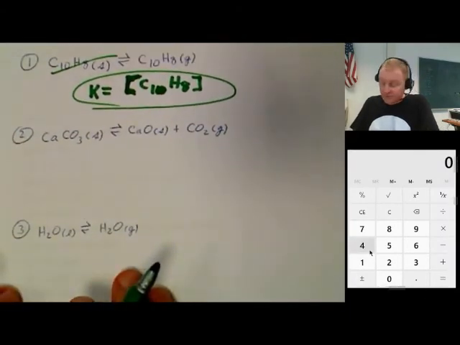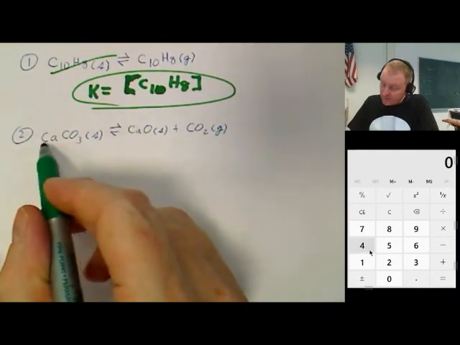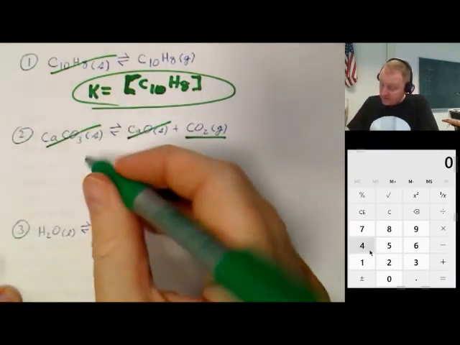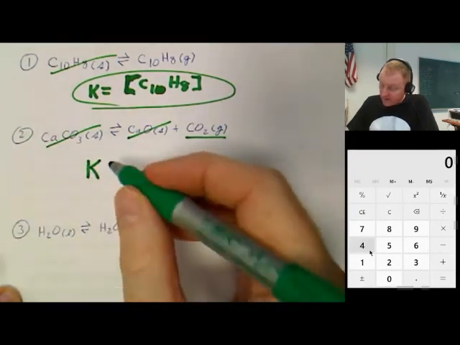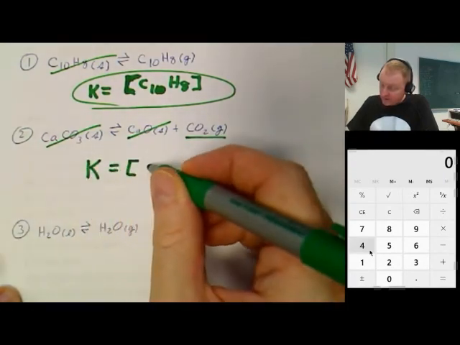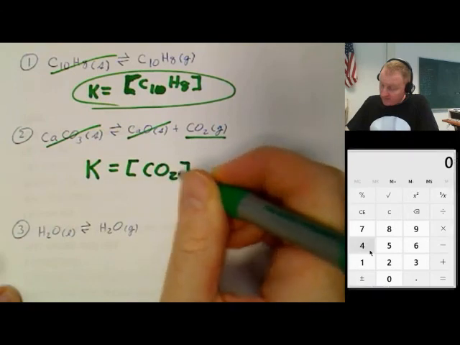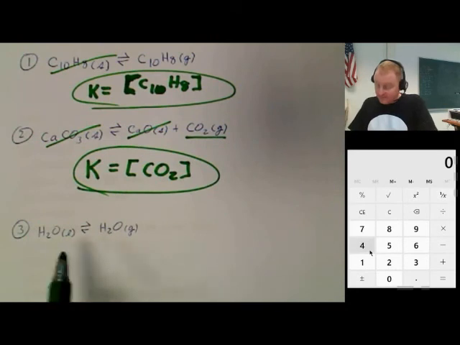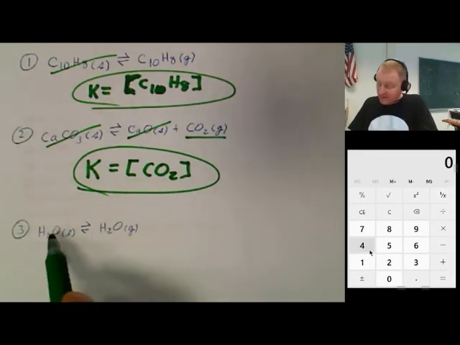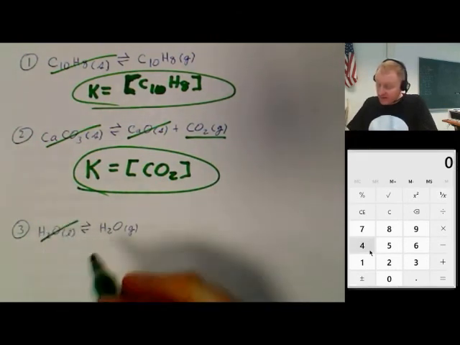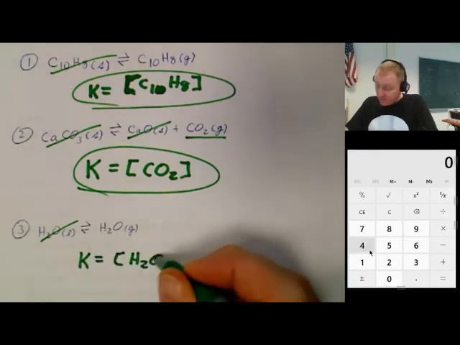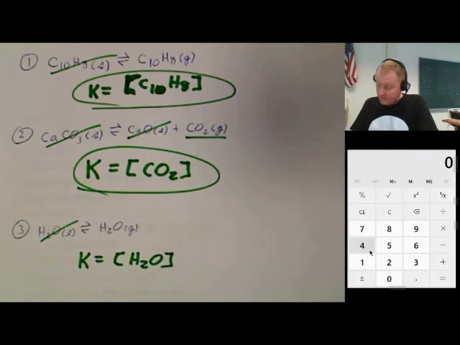For number 2, again, we wouldn't include the solids. So it would only be this gas, and gas is a product in this one. So this carbon dioxide, it's just the concentration of carbon dioxide. That's all we'd have to do for number 2. Number 3, this is water liquid becoming water gas. Liquid is a pure substance. We're not going to include that. So the expression for this one would just be the concentration of water gas. You could put a G there if you want.